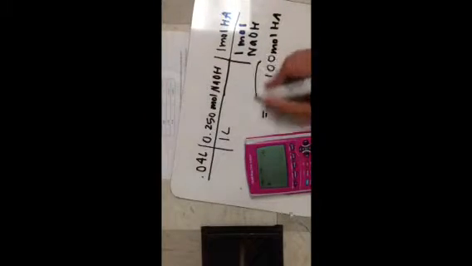So when you calculate all this out, we get 0.04 times 0.250, you get 0.01. So the answer is 0.0100 for sig figs moles of HA.